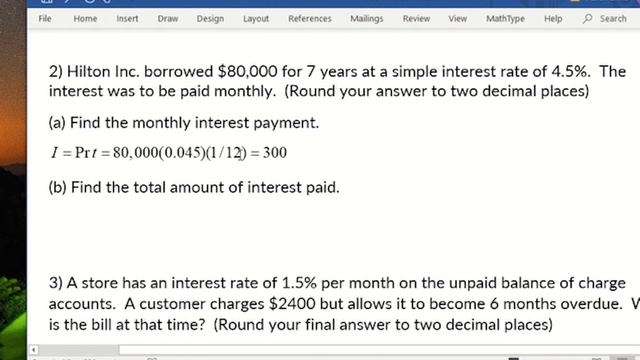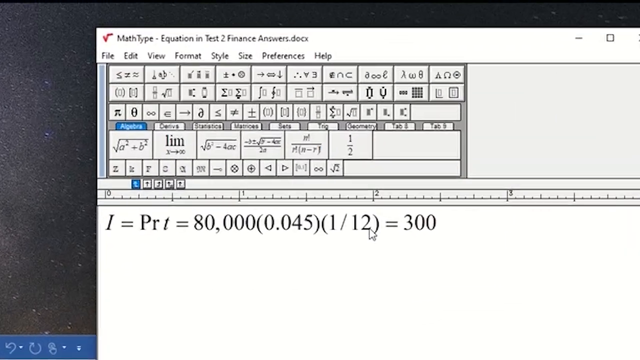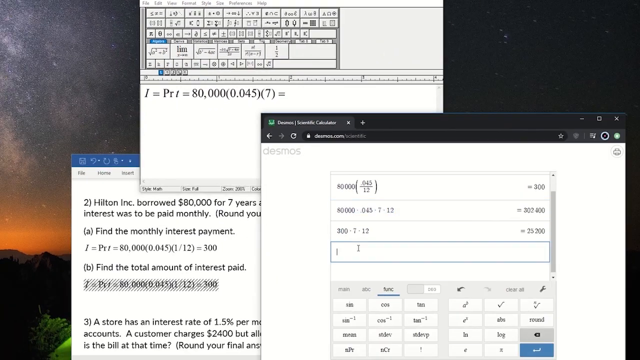For the next one, we can just do it for the duration of the loan instead of dividing by 12. We can do it the following way. Let's see if I can copy this. Control C. P is the principal, R is the rate, and T is the time in years. So I can just change this to 7. See what I get. Control C, copy this here, multiply it times 7.